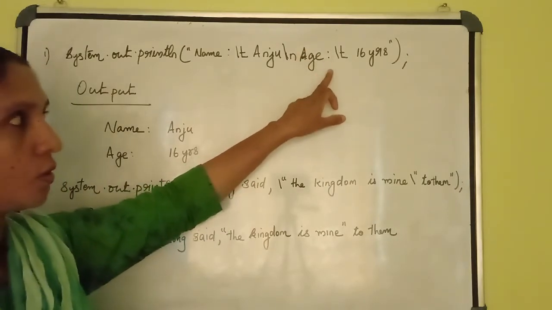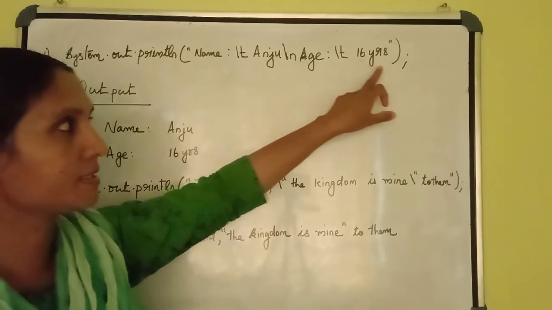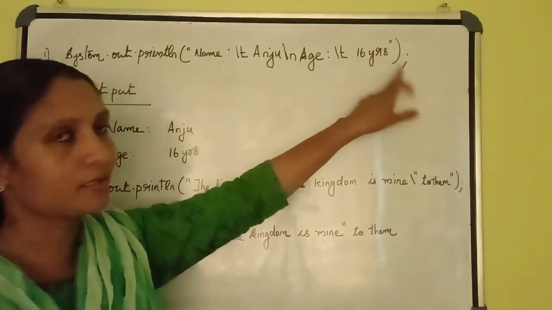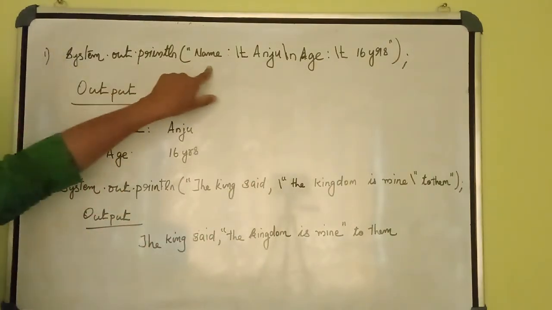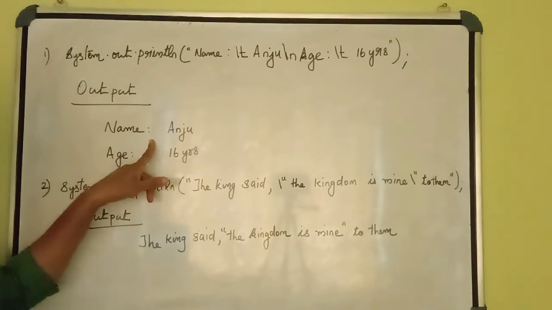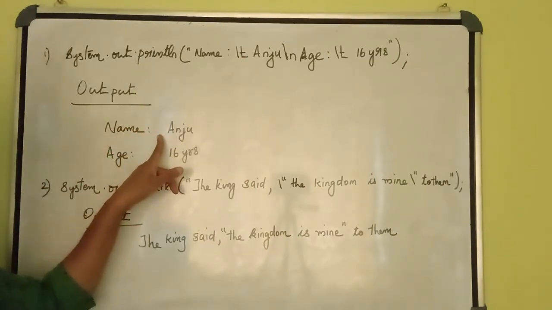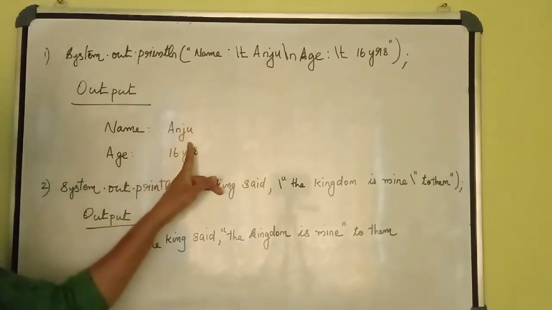Again, "Age: \t". What's the use of \t? To get a tab space. 16 is the value, and after that I have closed the double inverted commas, closed the bracket, and added a semicolon. What is the output? How will it come? Name colon, like this, and after that you will get a tab space. This much space you will get if you are using \t, and this outcome will come.